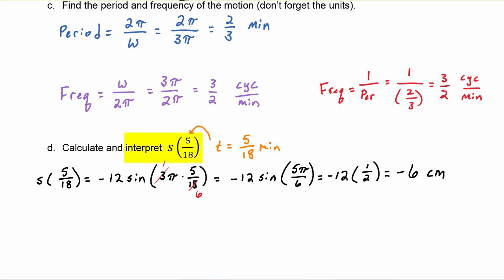Now to interpret S, we know that that negative sign there means that the object is going to be below equilibrium. So we would say the object is 6 centimeters below equilibrium.